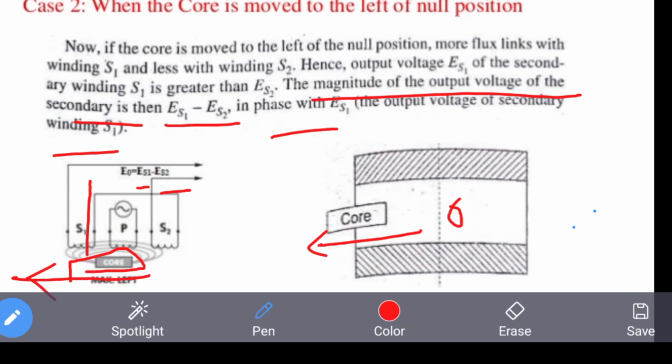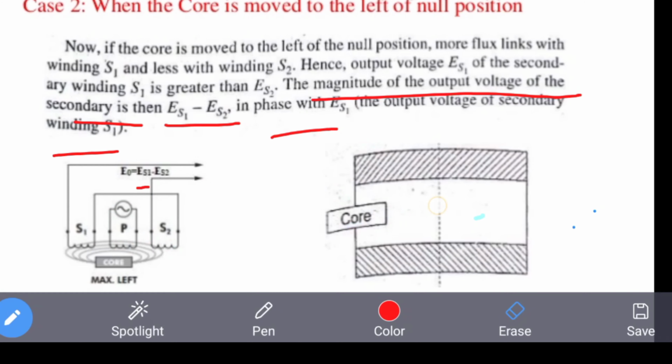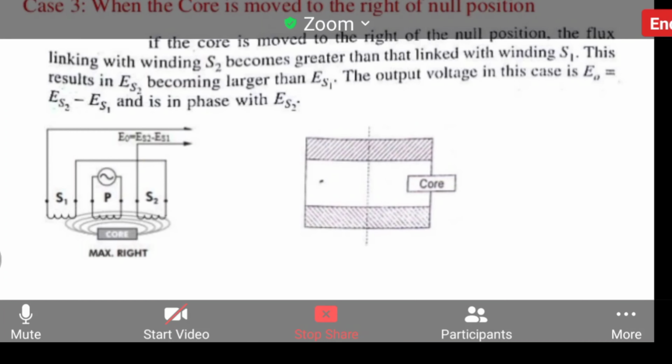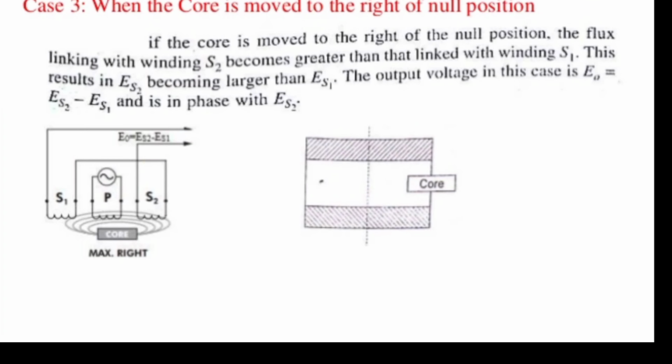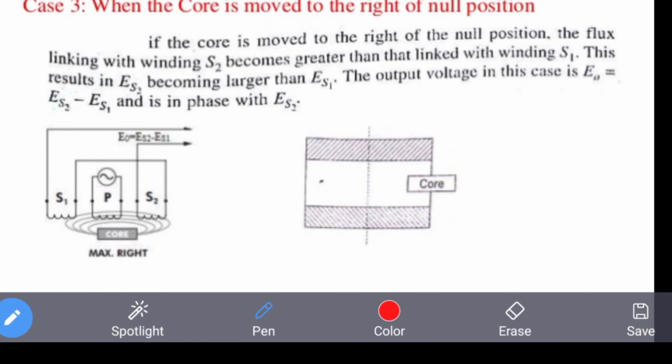Now we go for case 3. What is case 3 for LVDT? How does it work? Now case 3: when the core is moved to the right of null position. Already we assumed that the null position is the center. Previously it was left of null position, now it is right of null position. Now the core is moved to the right of null position.